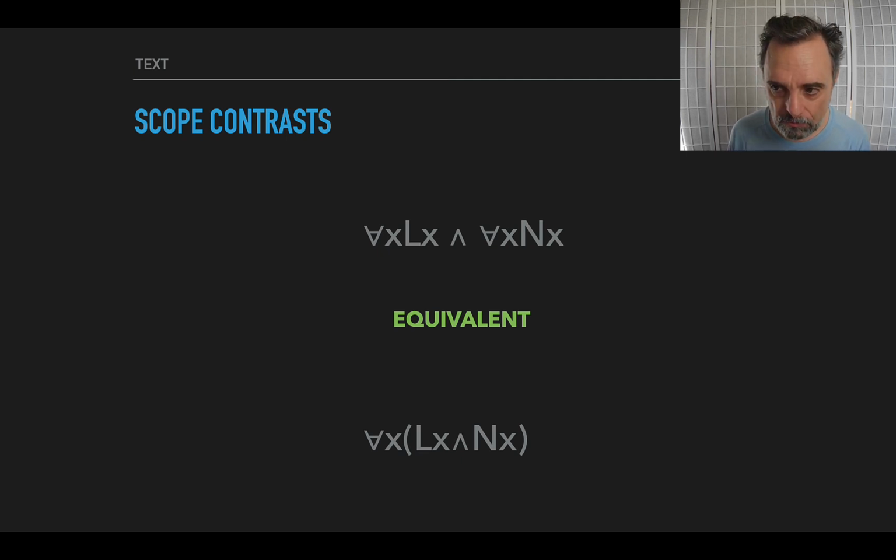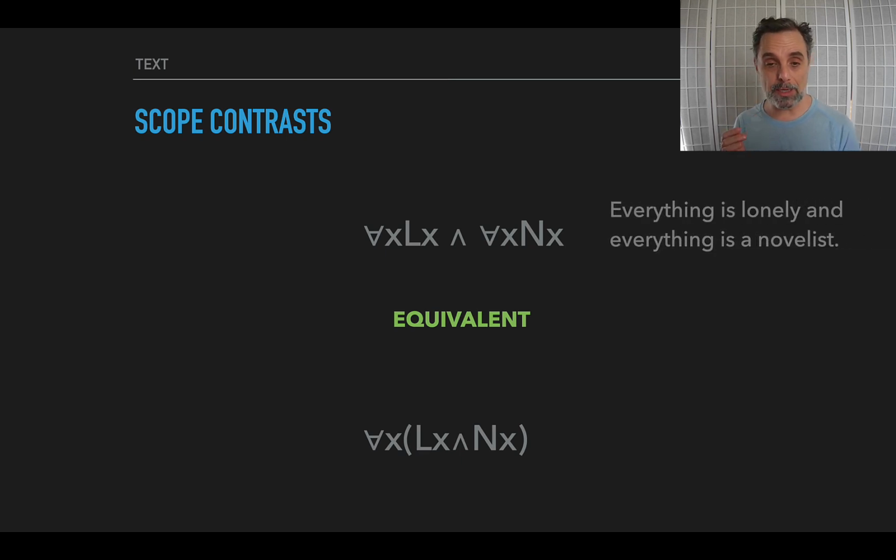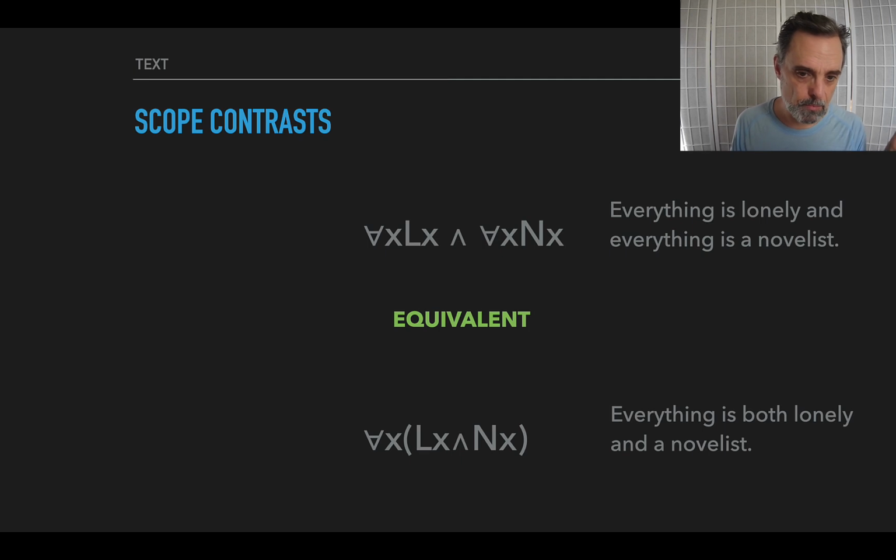So what do these two say? The top one is a conjunction. It says everything is lonely and everything is a novelist. The bottom is just a universal statement. The top one has two quantifiers in the symbolic language, so it's going to have two quantifiers in English when we move it back into English. The bottom one has only one quantifier in the symbolic language, so it should also have only one quantifier in English. So it says everything is what? Both lonely and a novelist. So these two, they say the same thing.